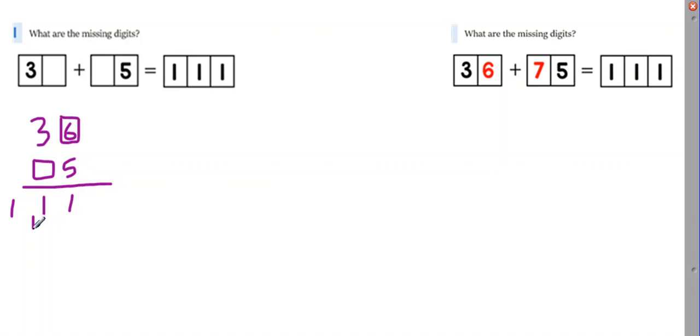Now I need to do 3 add 1, which is 4, and I'm going to try and make 11 again. What do I need to add to 4 to make 11? I need to add 7, and that would make 11, so I would have 111 as my answer. Well done, Year 6.